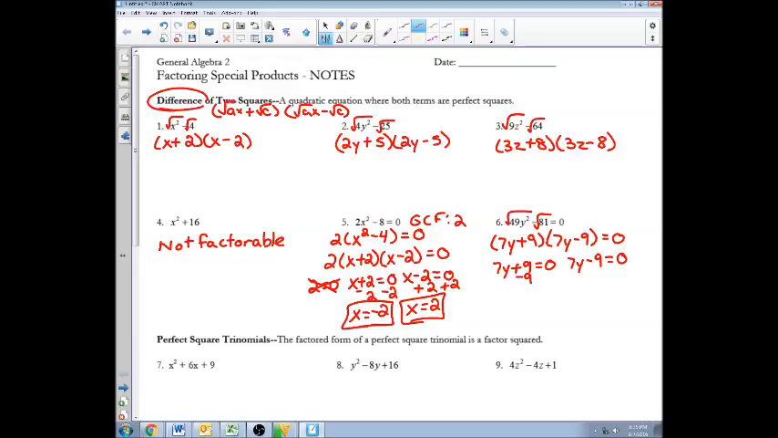I need to subtract 9, so I'd have 7y is equal to negative 9. Divide by 7, and y would equal negative 9 over 7. Okay? Here I'm going to add 9. 7y equals 9. Divide by 7. And y would equal positive 9 over 7. There we are.